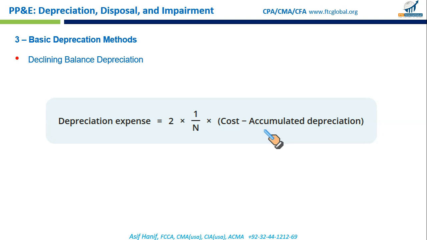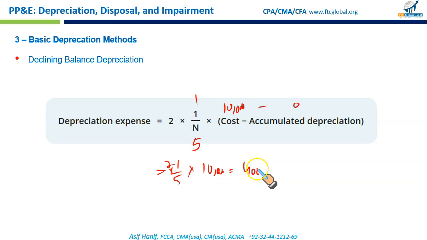So what we take is the cost. Like in the first year, the cost is $10,000. There is no depreciation so far. 1 upon n means, let's say it will last 5 years. So 1 by 5 times 2 times 10,000. If you calculate, this is going to be the first year depreciation.